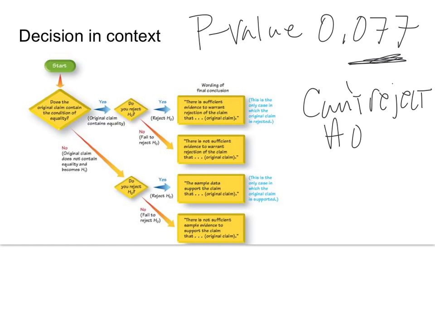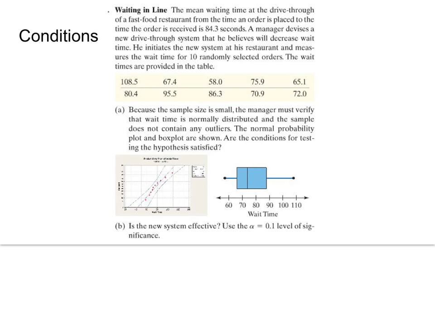So that's when they give you all the information. What happens if they just give you the data? So here's a problem about mean wait time in a restaurant drive-thru is 84.3. The manager devises a new system that he believes will decrease the wait time. So he initiates this new system and measures the wait time for 10 randomly selected orders. The wait time to provide it.